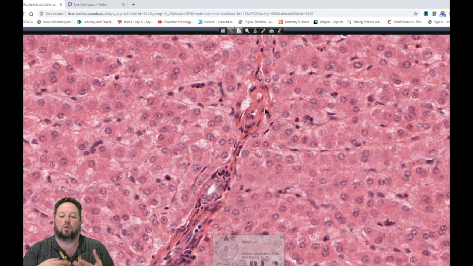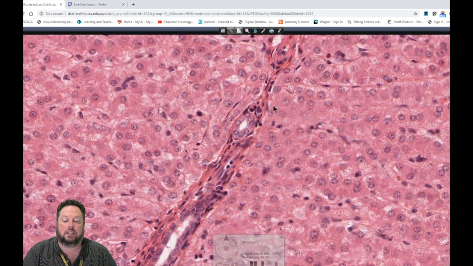So we often say there's the hepatic artery, the hepatic portal vein and the bile duct in those portal regions, but in fact they're the smaller blood vessels of those. So the hepatic arteriole or hepatic portal venule, for example. So this is probably a hepatic arteriole carrying the high oxygen blood.